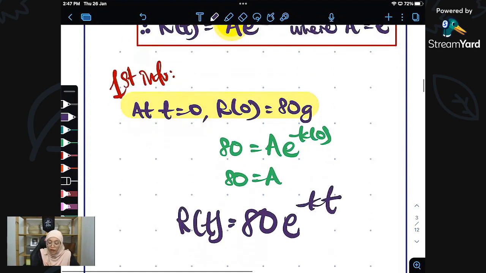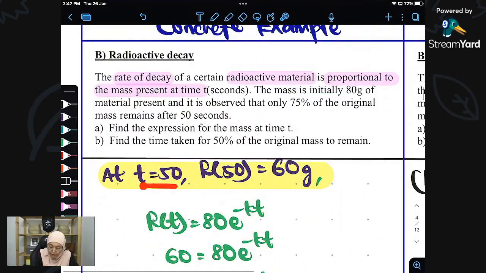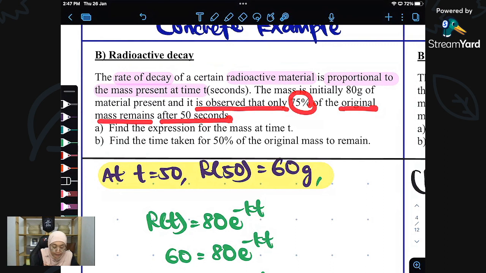So you have got your A, now you got to find your k. So how do you find your k? In order to find this k, you must have the second information. Second information say that at time t 50 second, the mass is 60 gram. Oh my dear, how do I got 60 gram? Mana ada perkataan 60 gram dekat sini? So, how do we do it? So it is actually at time, read the question first. It is observed that only 75% of the original mass remain after 50 seconds.